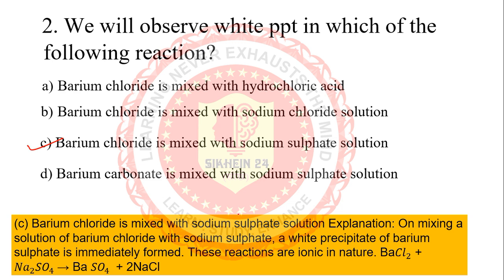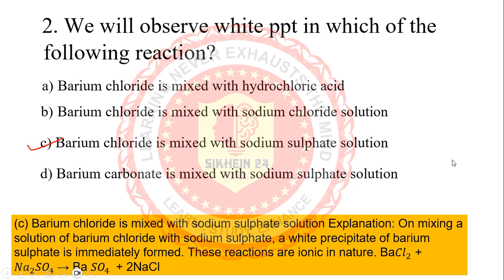Explanation: on mixing a solution of barium chloride with sodium sulfate, a white precipitate of barium sulfate is immediately formed. This reaction is ionic in nature. Barium chloride plus sodium sulfate, we get barium sulfate plus sodium chloride. Sodium chloride is also known as salt.